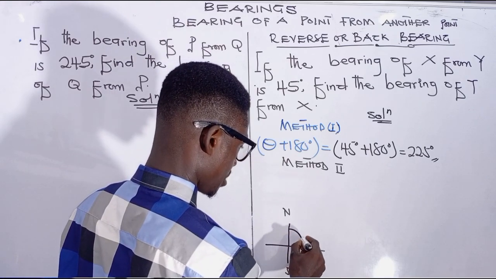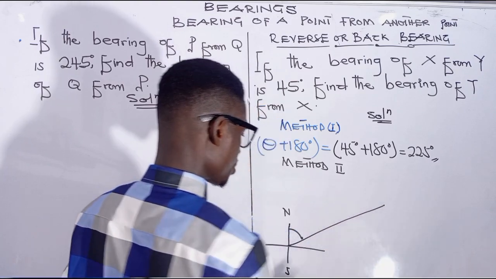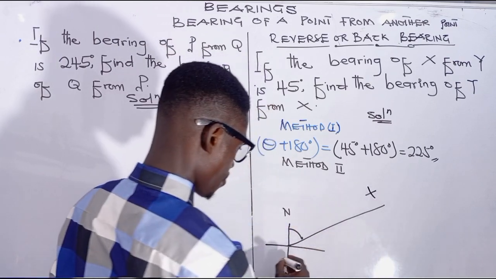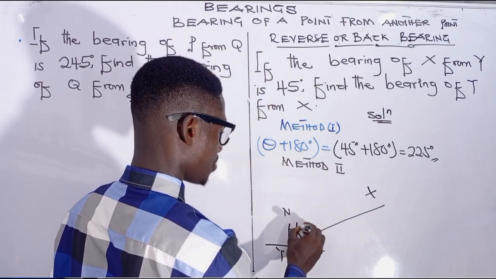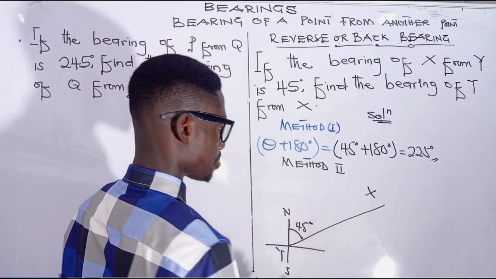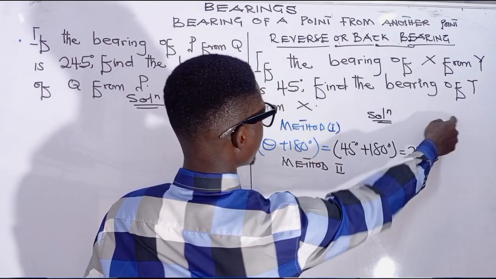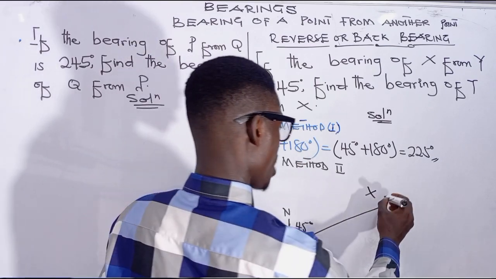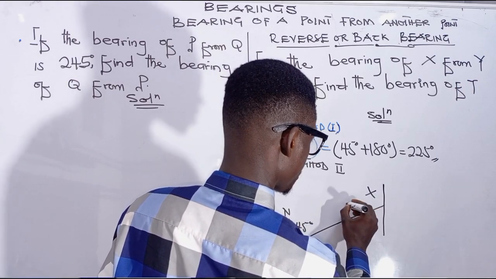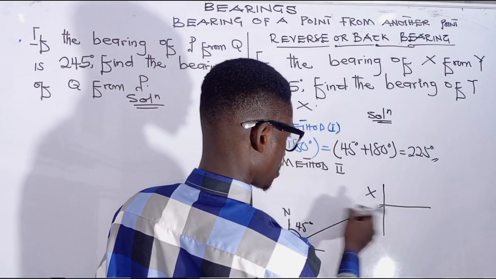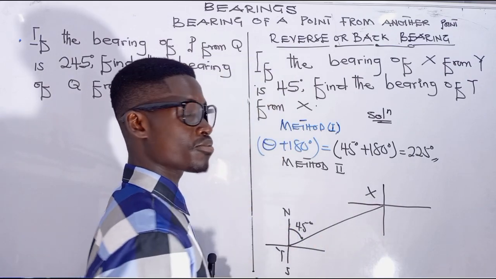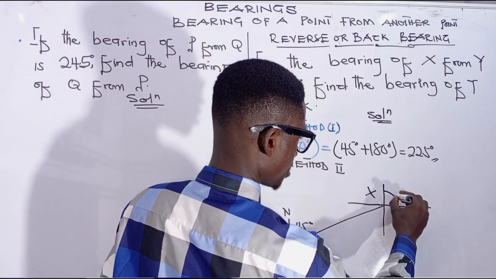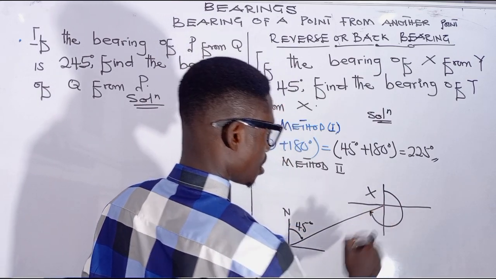So we have this, and then we draw. We are saying that the bearing of x from y is what? 45 degrees. Now I want to find the bearing of y from x. So the bearing is going to take place here. With that, we are going to draw our cardinal points like this, and then we start measuring from the north in a clockwise direction. So we are going to have this up to this particular point.